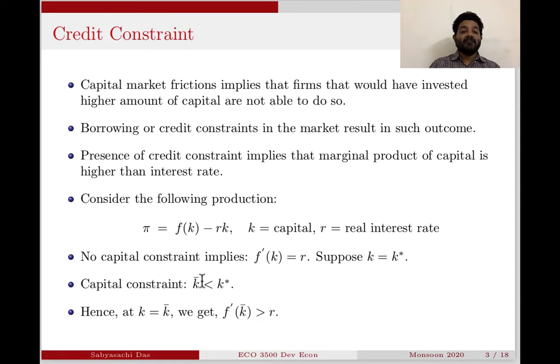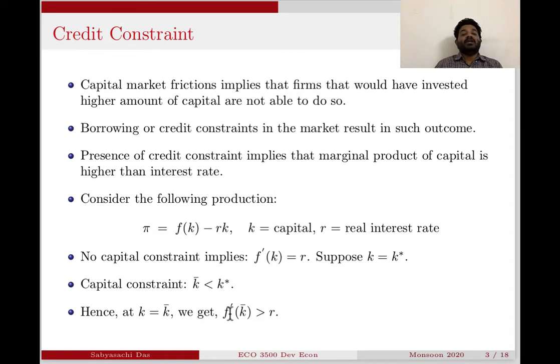So if you're investing below your optimum at k bar, then that means your marginal product is higher, and specifically it's higher than r, because at k equal to k star they are equal. So if you reduce the k, your marginal product will go up. Okay. So that's what it means. Now think about a situation where firms are capital constrained, meaning that their marginal product of capital is above the interest rate.